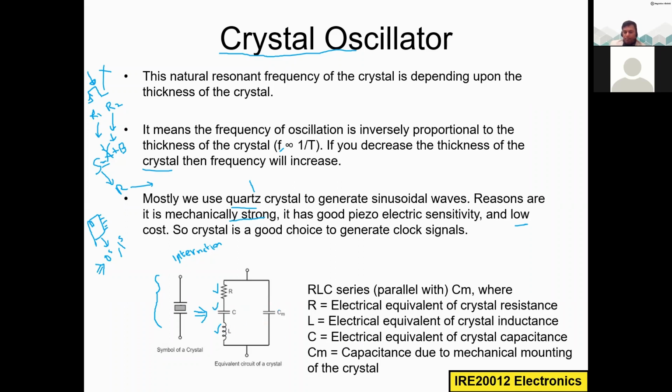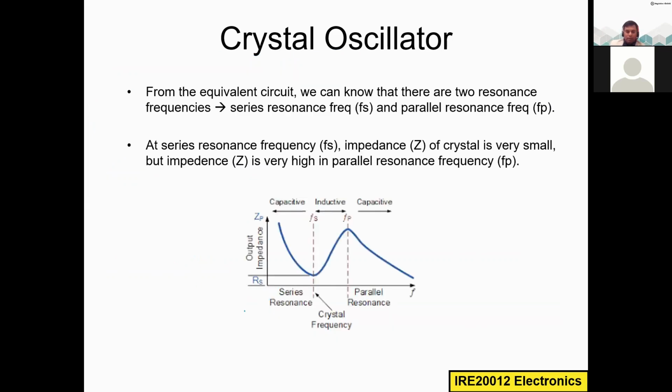And what is the Cm? Cm is the capacitance due to mechanical mounting of the crystal. If you want to use this crystal, you need to install it on some kind of base. In that mounting area, there will be some capacitance. We need to consider all the parameters when we use this crystal to produce oscillations. That's why we make this equivalent circuit. So just remember this equivalent circuit; we will use it in a while.